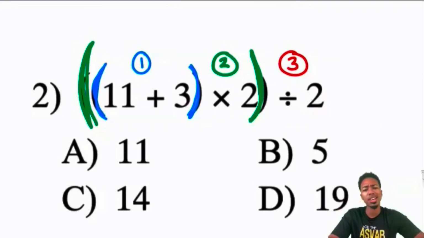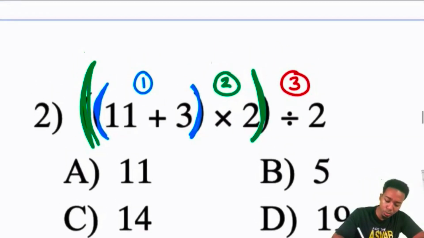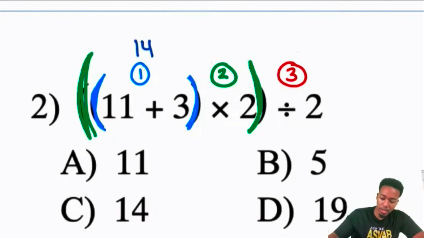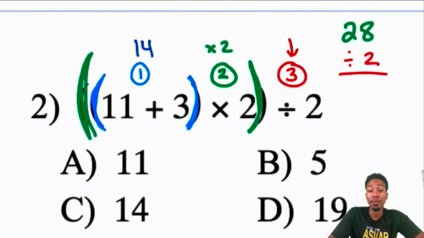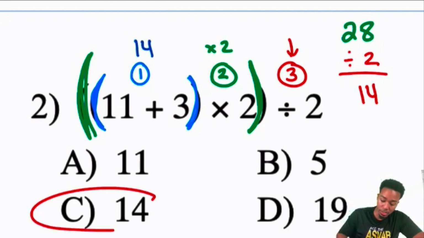11 plus 3, what's that going to be? 11 plus 3 does give us 14, correct. So 11 plus 3, that's going to give us 14. Then what did we say we would do next? Okay, step 2 was going to be multiplied by that 2. Everybody, 14 multiplied by 2, what is that going to give us? That's going to be 28. And then the last thing we said that we would do, step 3 right there, we divide by 2. Everybody, 28 divided by 2 gives us what? 14. And so therefore the answer is C.